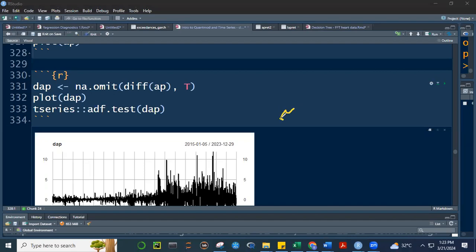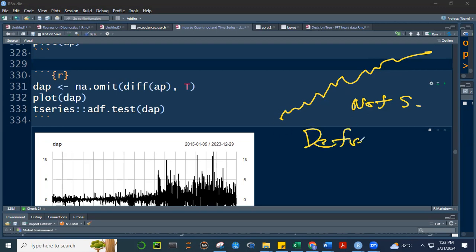Our Apple data behaves like this. There's a trend, right? So this is not stationary. So how do we deal with this non-stationarity? You'll have to transform the data by removing the trend, or you have to detrend it. Remove the trend, or detrend. So how do you do that?